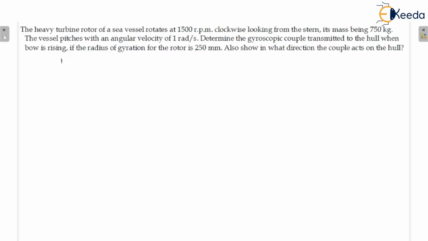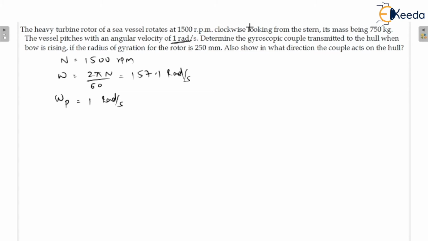So what is given in the question? Speed is given, that is 1500 rpm. From here we can calculate omega, that is 2 pi N upon 60, where N is the speed in rpm. When you calculate omega, it comes out to be 157.1 radian per second. The vessel pitches with an angular velocity of 1 radian per second, so the angular velocity of precession is given, that is 1 radian per second.